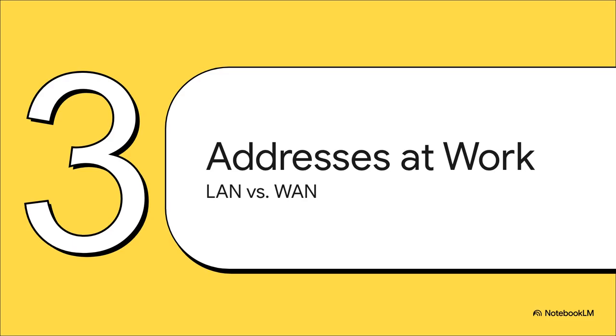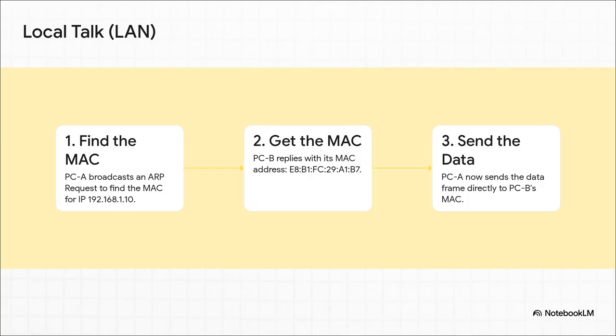Now let's see how they team up to get your data where it needs to go, both inside your own home and all the way across the world. So imagine your computer wants to send a file to your printer, and they're both on your home Wi-Fi. Your computer knows the printer's temporary IP address, but for that final local delivery, it needs the permanent MAC address.